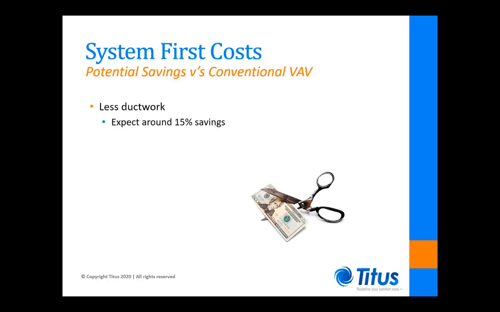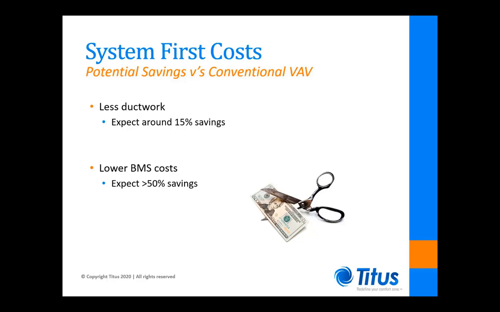For many applications, a VAV diffuser system can be installed at a lower first cost than a conventional VAV system, especially for buildings with a high number of rooms such as commercial offices. Distribution ductwork is less complicated, so ductwork savings of around 15% can be expected. But the majority of the savings can be gained through reduced controls costs, as a VAV diffuser and thermostat is around one-third of the cost of a VAV box with DDC controls.